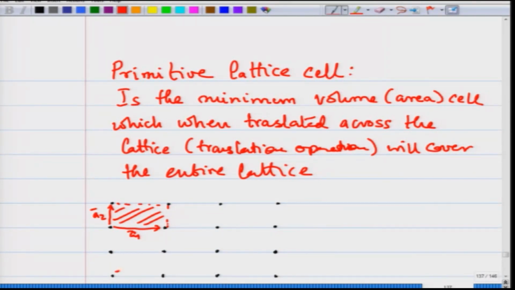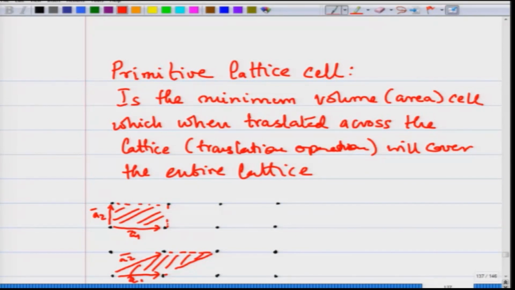Another example is this. This is another choice. I can also choose this as my primitive cell. This is my a1 vector, this is my a2 vector, and my primitive cell is now this. This also I can translate across the entire lattice and cover it. So a1 and a2 are again another choice of fundamental translation vectors, and you can show that if I move it from here to here, I can cover every area and every point in this lattice by translating this.